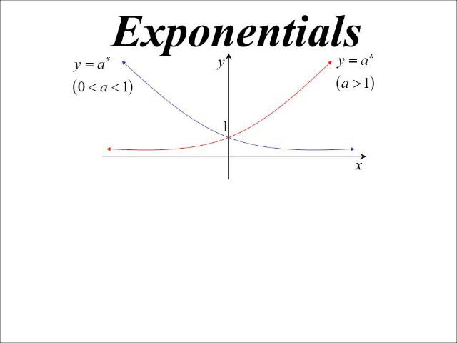If the base is in between 0 and 1, then it's a reflection in the y-axis. It does the opposite. It starts out up here at infinity, comes down quite steeply to 1, and then gets shallower and shallower to the x-axis.